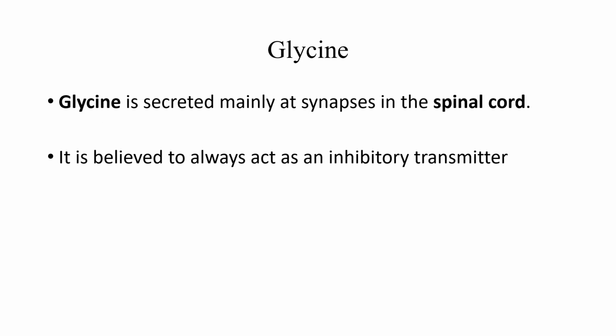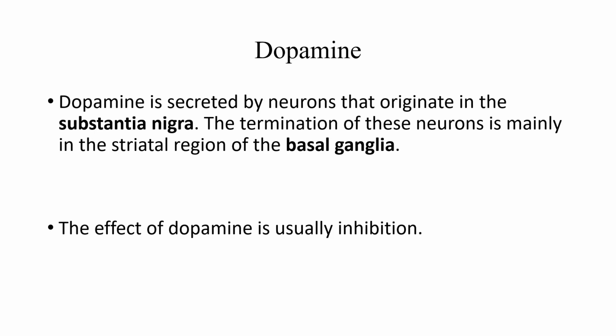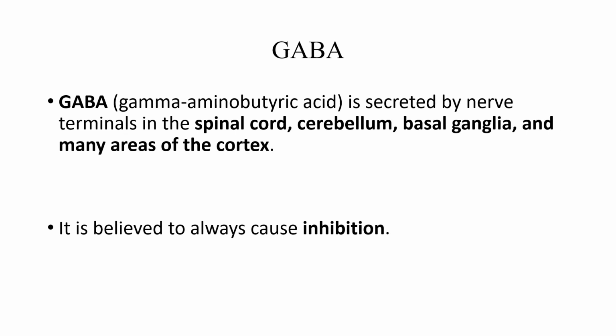Glycine is mainly an inhibitory neurotransmitter that's mainly present in the spinal cord. Dopamine is an important neurotransmitter that's released from areas such as substantia nigra and it's related to several disorders. GABA is always an inhibitory neurotransmitter that's released from different areas of the nervous system.